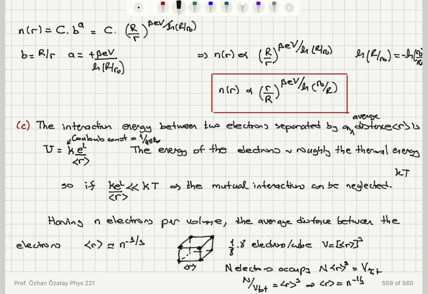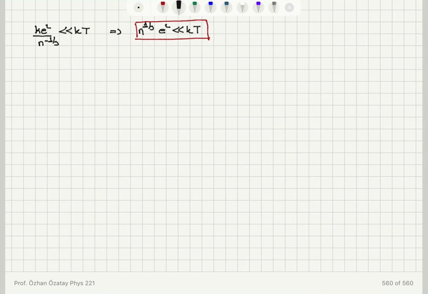And to estimate the average distance between two electrons, I use my simple cubic model, where I estimate the average distance as the electron density to the power minus 1 over 3. This gives me the criterion n to the power 1 over 3 times e square should be much less than kT, for us to be able to neglect the mutual interaction between electrons.